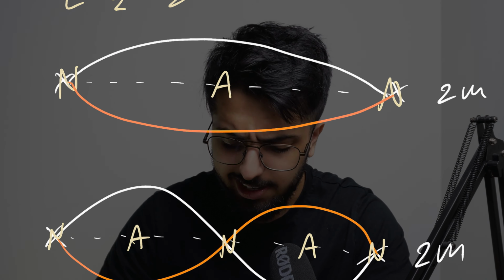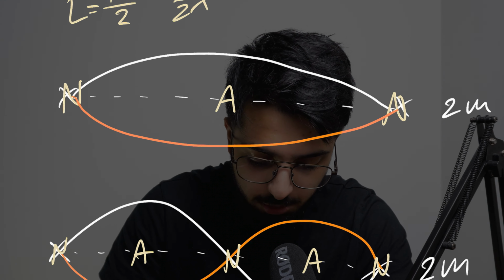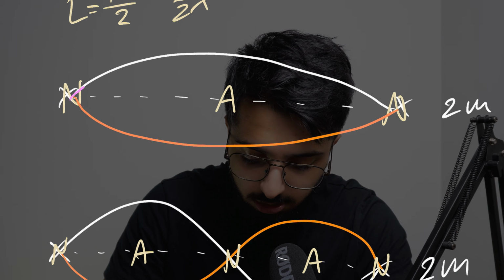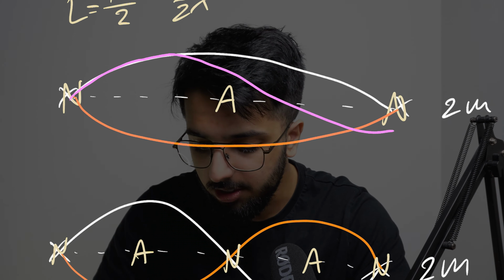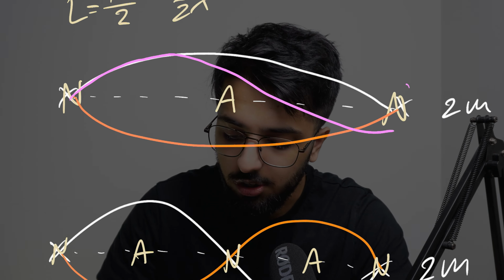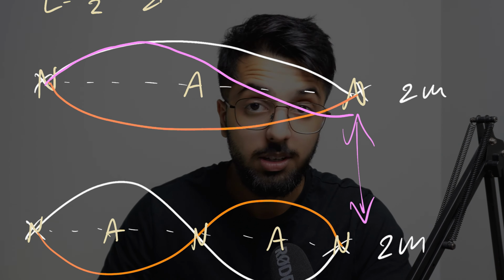If we imagine a slightly longer wavelength, let's use this color right here. So a slightly longer wavelength would go up like this and come down, and it won't quite have a node at this end because we need a node at this end. There is no other wavelength in between these two that can fit, all right?